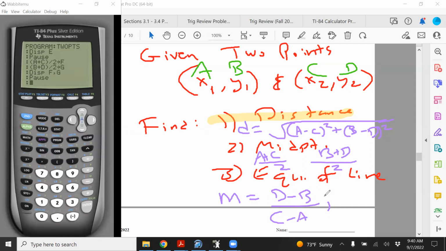Also, let me think here. Actually, you're not gonna use the equal sign, you're gonna store it, Lizzie. Y-intercept, that's gonna be a little tricky.